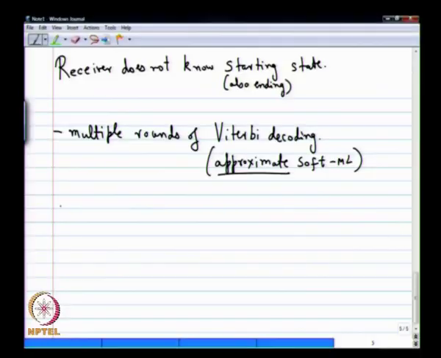Most standards have tail biting convolutional codes, they don't have non-tail biting codes. Another thing you will find in the standards is something called duo binary. I'm going to only briefly mention what it is. I have not seen this very closely myself, so I don't know the reasons for why they use it.